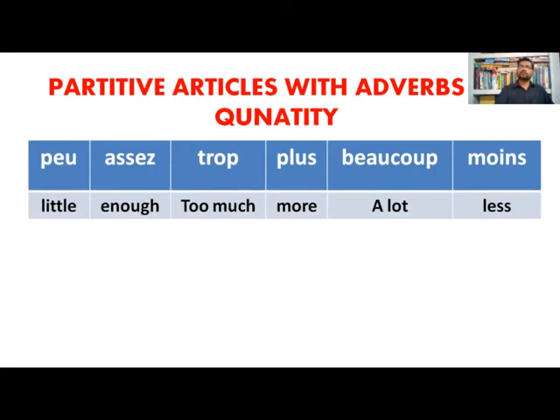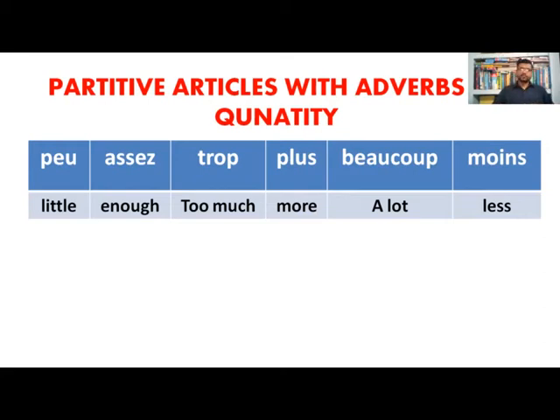So here you will see once again, these are basically some adverbs of quantity, like peu, little, is used for little. Assez is used for enough. Trop is used for too much. Plus is used for more. Beaucoup, we say merci beaucoup, a lot, beaucoup. Thank you so much. We can say thanks a lot. Merci beaucoup.